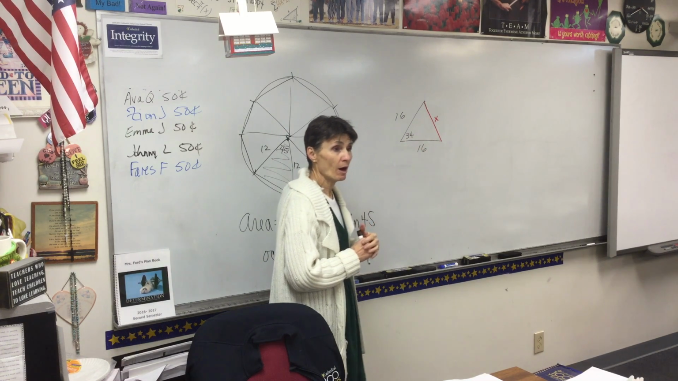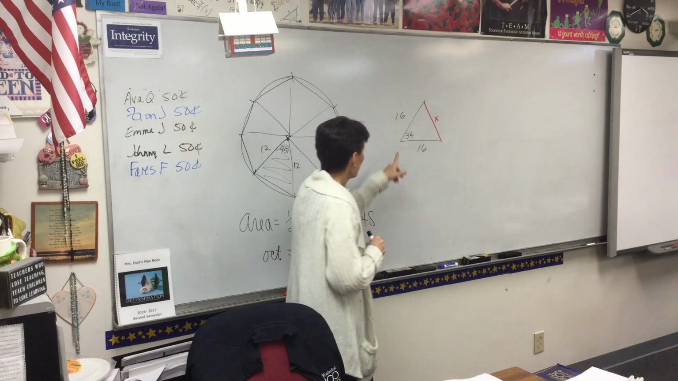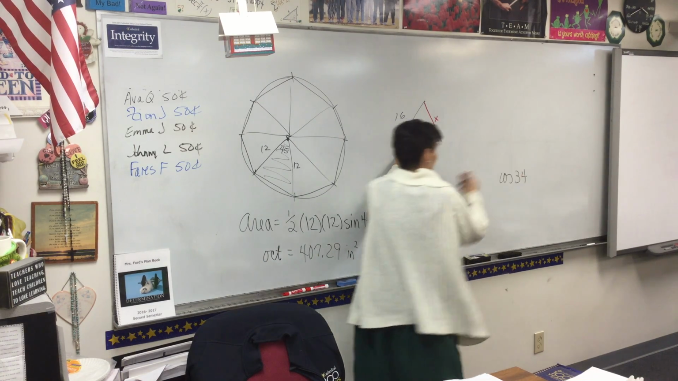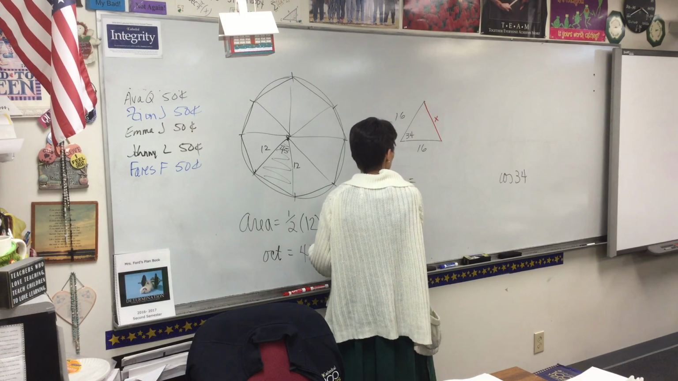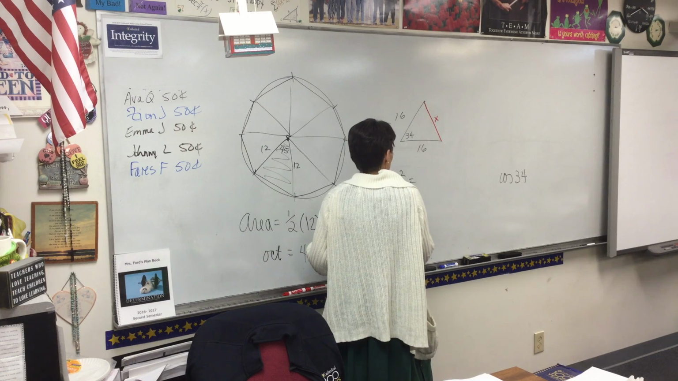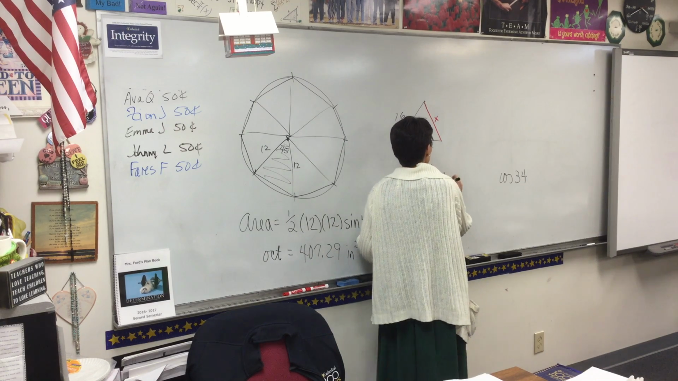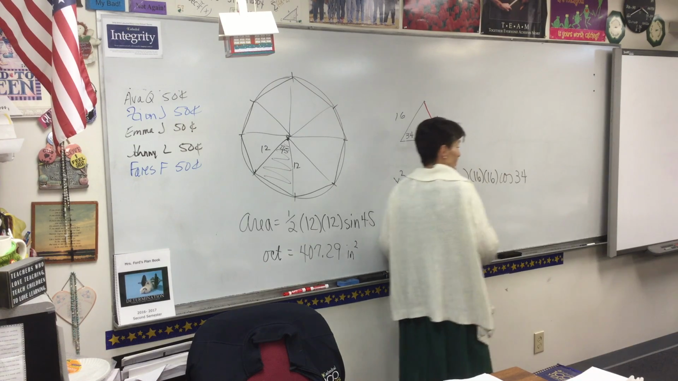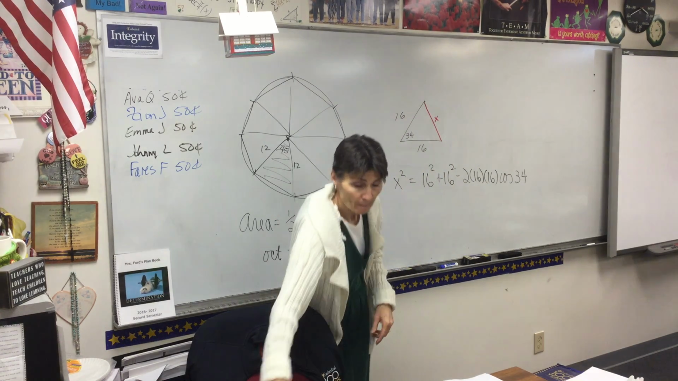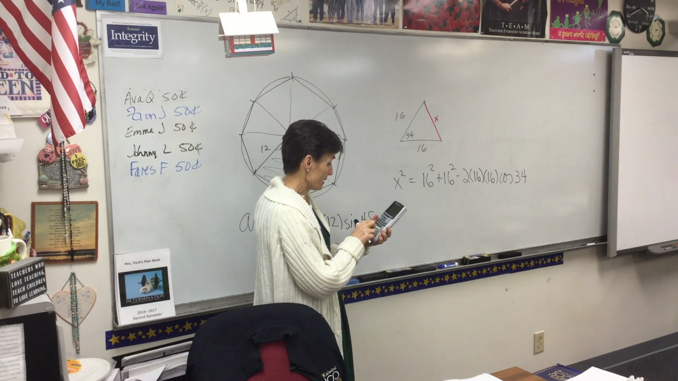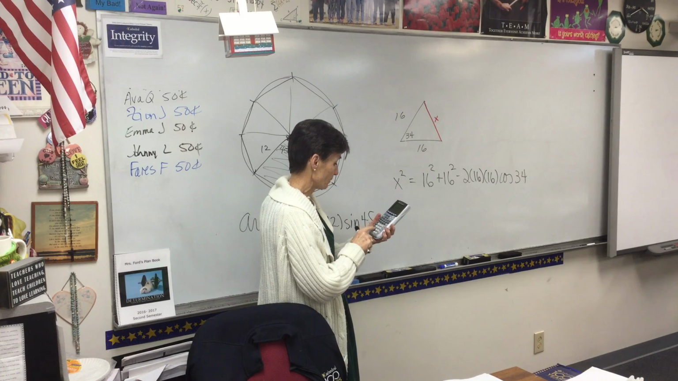So we'll use the law of cosines. And the angle we have is 34, so we'll put that out there, which means what's going to be over here? X squared. 16 squared plus 16 squared minus 2, 16, 16, cosine 34. So we'll type that in. This is, by the way, hopefully exactly what you did on your quiz that you just took.